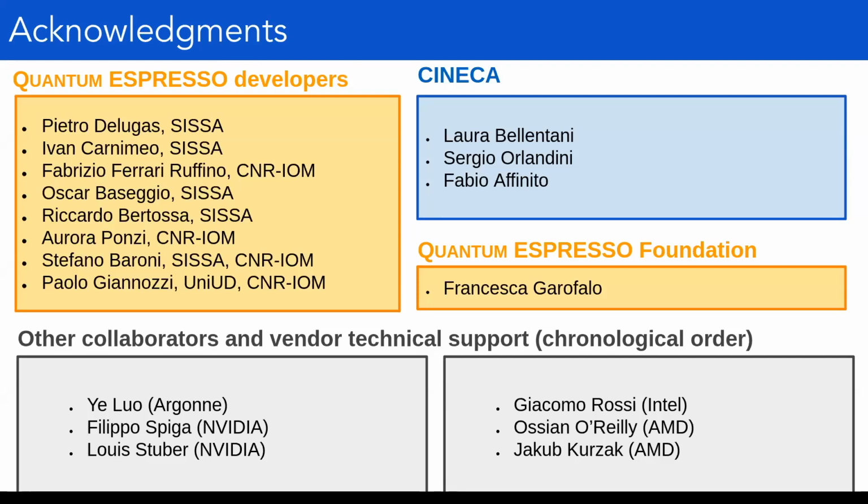Let me just finish by mentioning all the people involved in the project. There is quite a large Quantum Espresso developers group in Trieste and Udine. In Udine there is Paolo Giannozzi, and all other people, Stefano, Aurora, Riccardo, Oscar, Fabrizio, me and Pietro, work in Trieste between SISSA and CNR. We have a very strong collaboration with Cineca. They help us in the code development, code optimization, and GPU porting. And also we get help from the Quantum Espresso Foundation that manages the administrative and organizational things related to the management of the Quantum Espresso project.